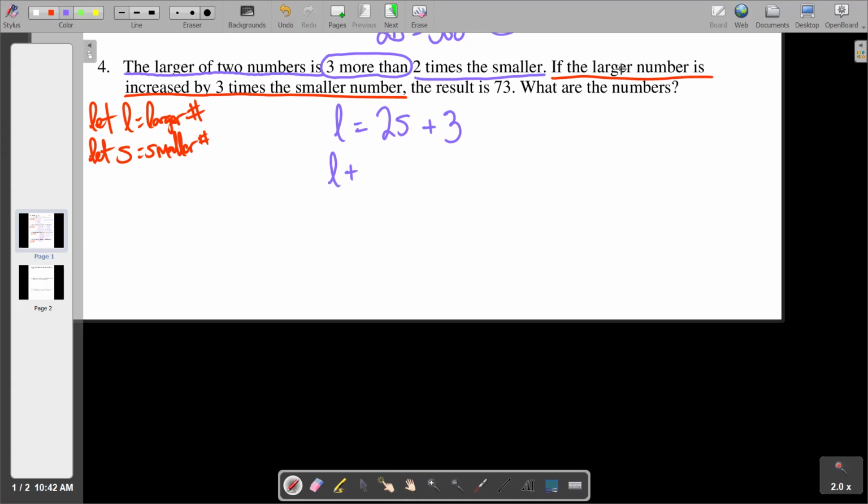L plus, so if the larger number is increased by, that's what I have, 3 times the smaller number. I don't even have an equal sign, and Jeff nailed it, but I wasn't ready for the equals yet. I just want to know that you know that that's what it means to take the larger and increase it by 3 times the smaller. Good job, Jeff. If the larger number is increased by 3 times the smaller, what does the result is 73 mean? Of course, equals 73.